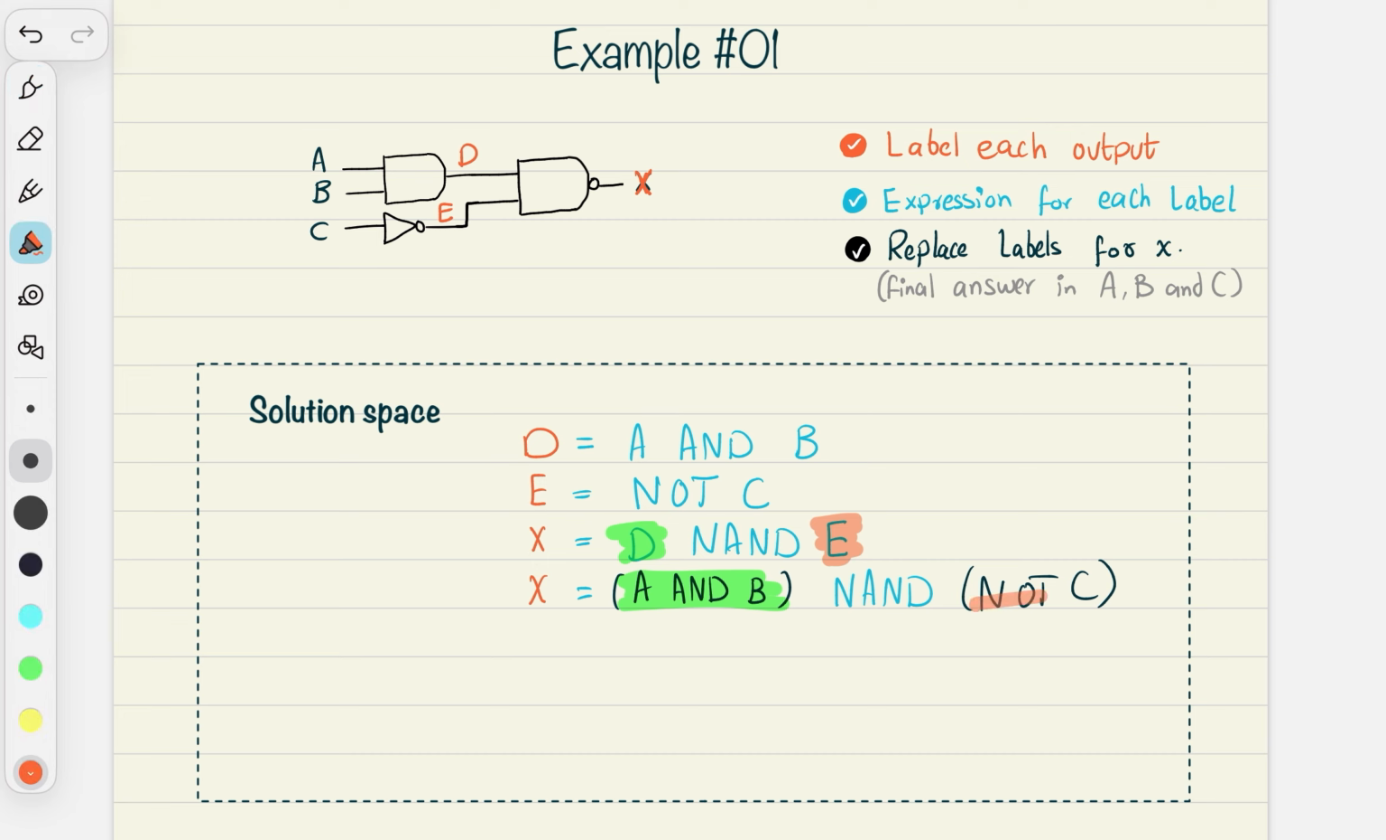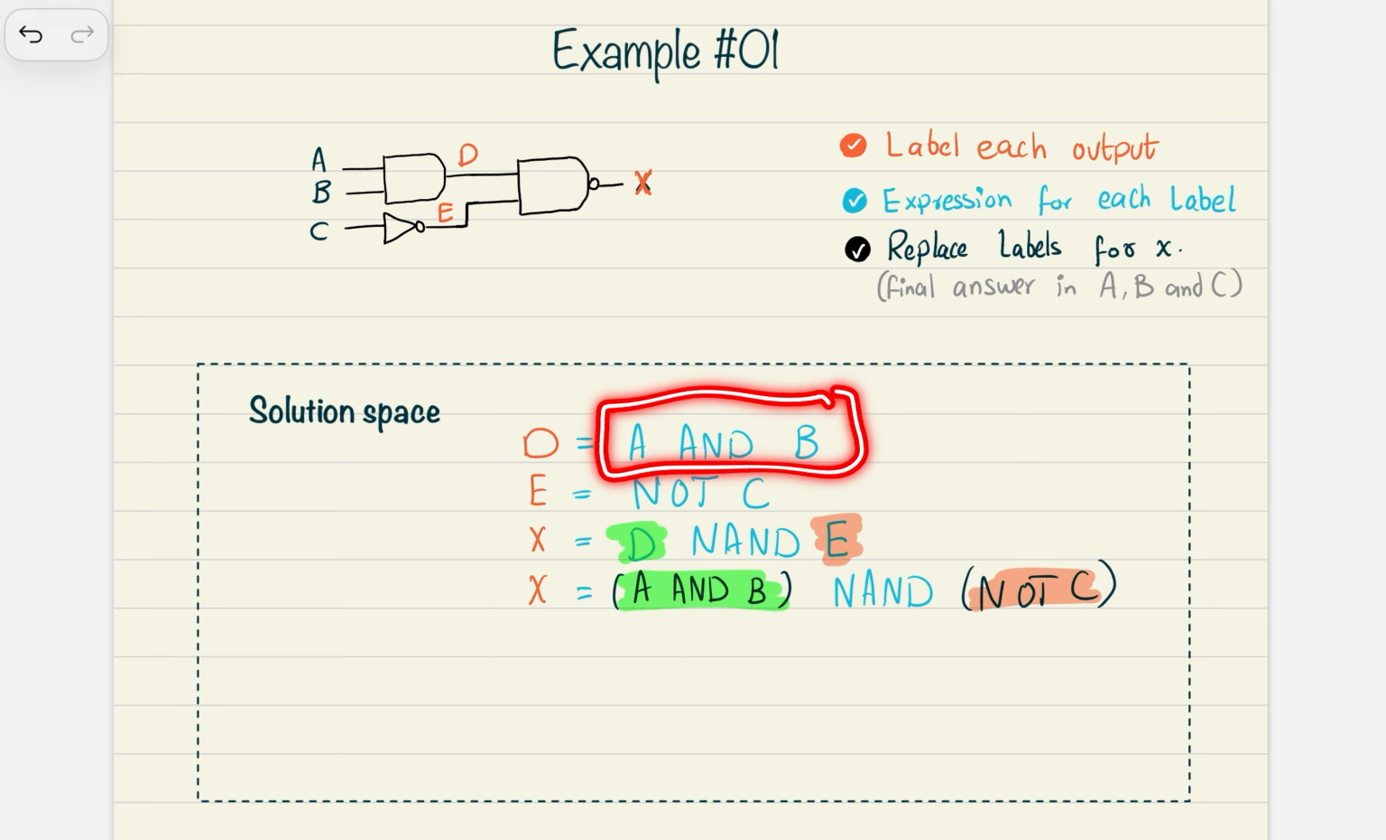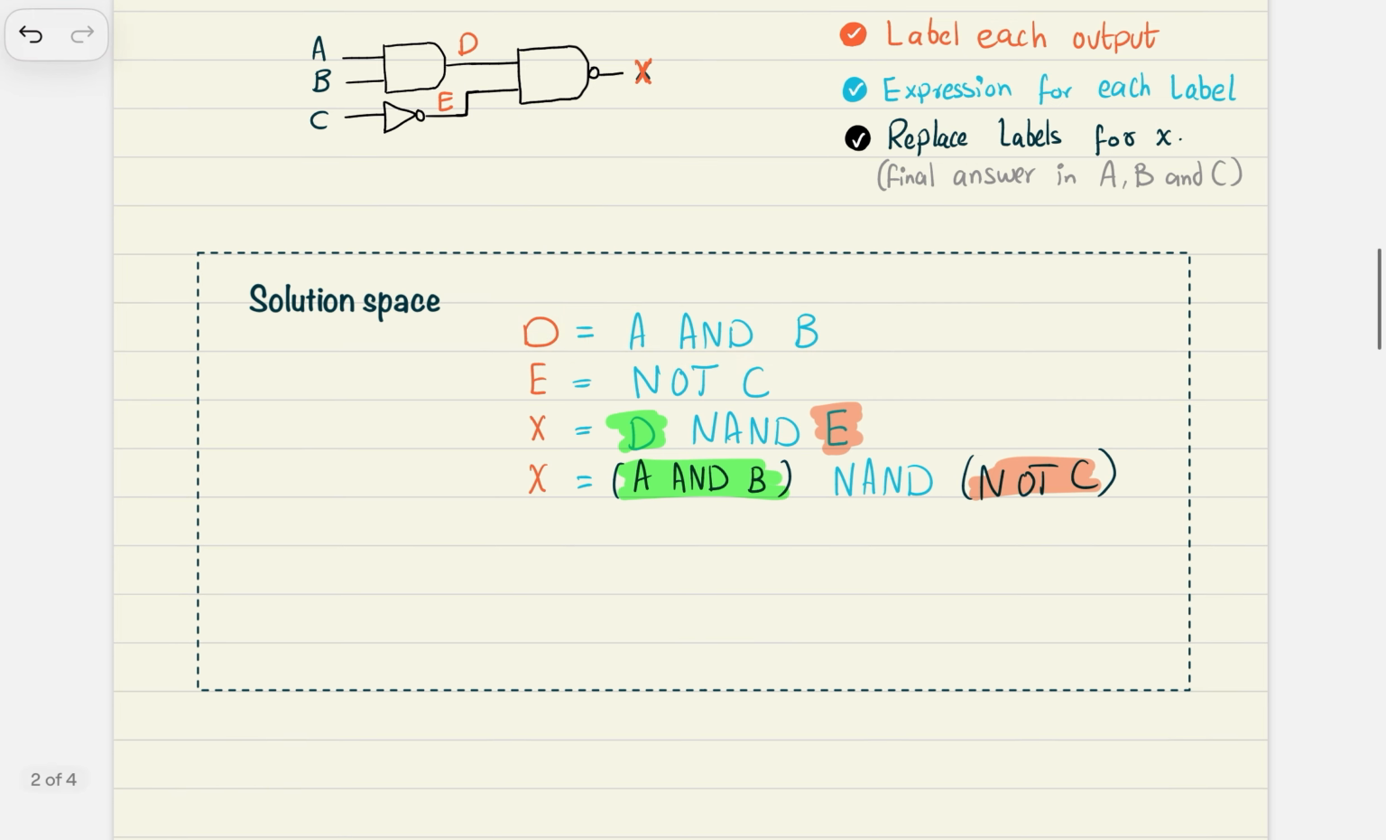And this is our final answer. Remember that D was replaced by A and B, and E was replaced by NOT C. While we were doing that, we had to provide brackets around it, which is compulsory. Why was D replaced by A and B and E replaced by NOT C? Because D was equal to A and B, so it is completely fine if you replace D with something that represents D. This expression represents D. So this is going to be our final answer.